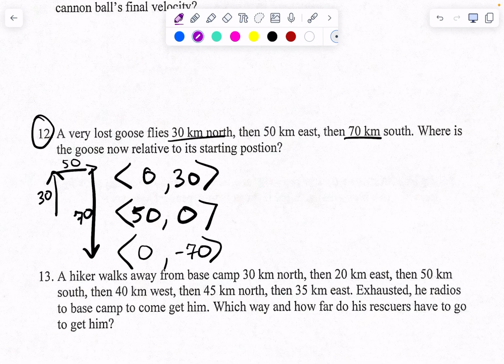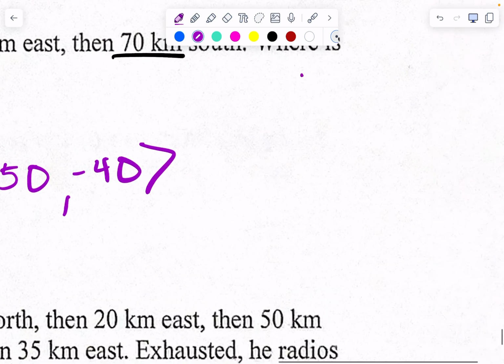How do I figure out where he's going to end up? Add them all up. If I add all 3 of those vectors together, what will that be? 50, negative 40. Now we're in component form. Where is the goose now relative to the starting position? He's going to be in the 3rd or 4th quadrant compared to where he started, right? So we have to figure out where he's going to end up.